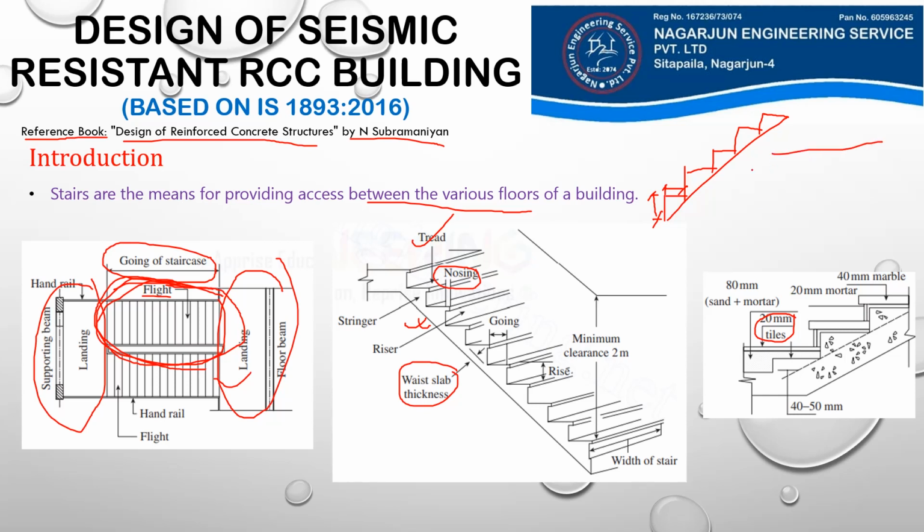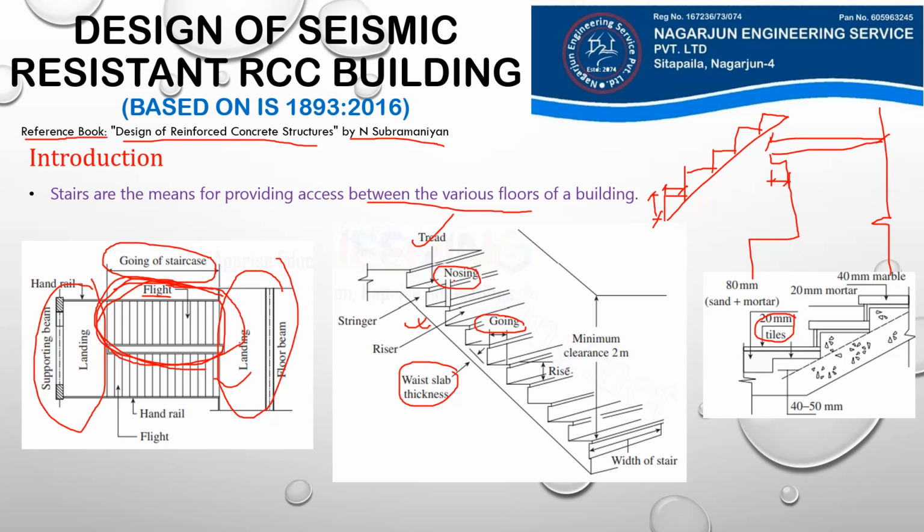For example, if this is our step, then this whole horizontal distance we call the tread, and if you subtract this distance of the nosing from the tread, then you get the going of a step. So that is about tread and going.